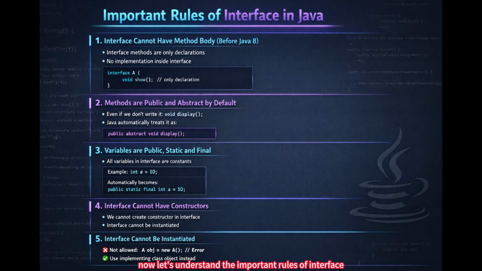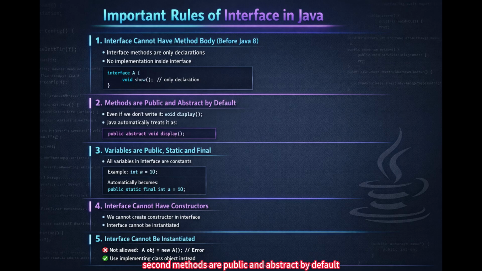Now let's understand the important rules of interface in Java. First, interface cannot have a method body before Java 8. Before Java 8, interface methods can only be declarations. No method body is allowed. Example: interface A, void show, only declaration.